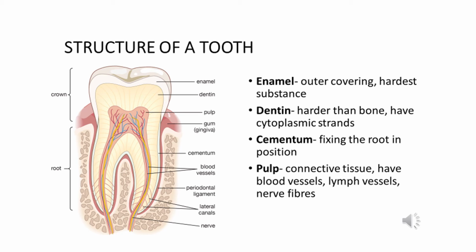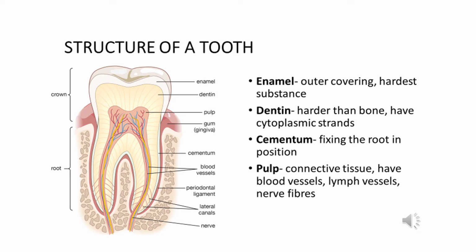Now the cementum is the structure that is fixing the tooth in the root position, in proper position. As we can see, the enamel part meets the cementum at a particular portion. So the junction of the enamel and cementum is the neck portion of the tooth.